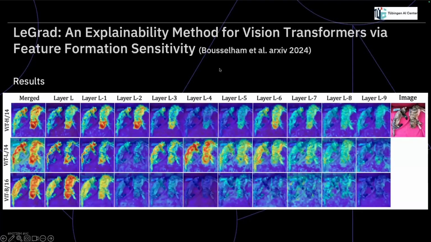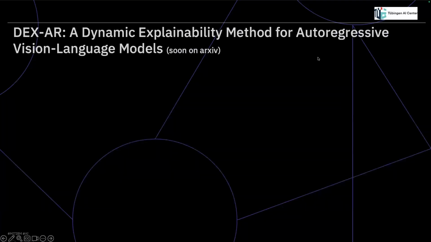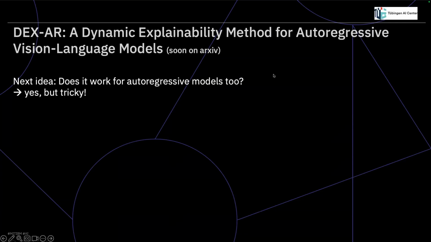And just because we started it and we were curious, we thought, okay, once we have this layer-wise explainability for vision for CLIP models, can we also extend it to language models, so the autoregressive ones like LLaVA that you saw? This is something that's currently in the making. And just to give you a very short glimpse of how it works, we tried to make it work for autoregressive models, and the answer is yes, it works, but it's a bit tricky.